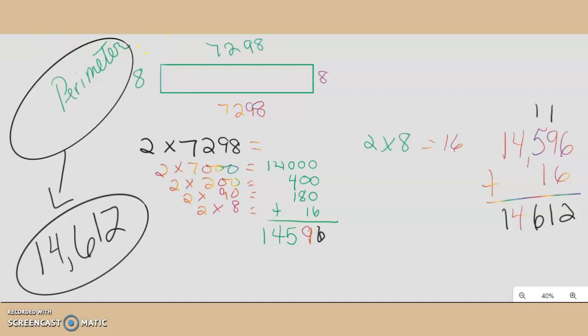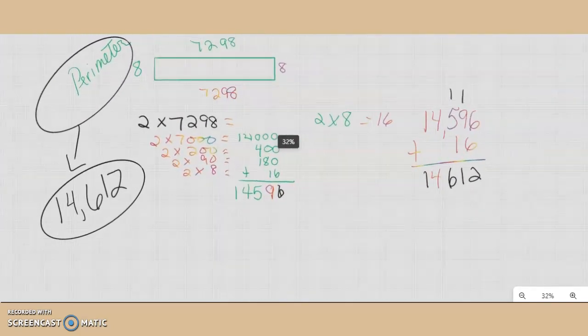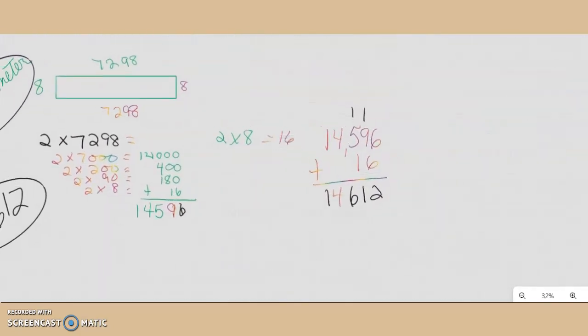Now, what I didn't show you is just adding them straight up. So if you are going to add them straight up, which I think you can do, you could do 7,298 plus 7,298 plus 8 plus 8. Okay? You could do that. Well, let's do it then. All right, so 8, 8, 8, 8 plus 8 is 16. 16 plus 16 is 32.